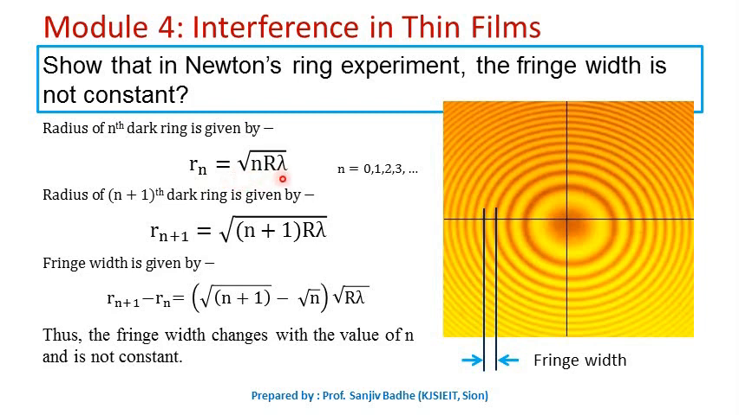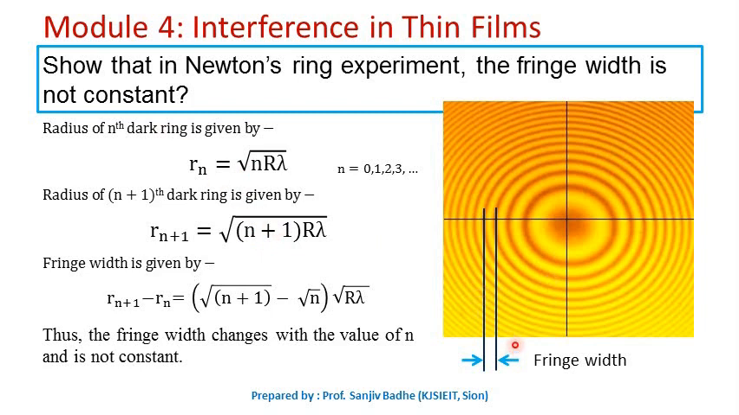So here we are taking μ equal to 1, so we are writing this relation for an air film. Here n is equal to 0, 1, 2, 3 and so on, so n is an integer. R is the radius of curvature of the convex lens used in the experiment, and λ is the wavelength of light. Radius of (n+1)th dark ring can be written as Rn+1, that is equal to square root of (n+1)Rλ. So just this n is replaced by n+1 here.